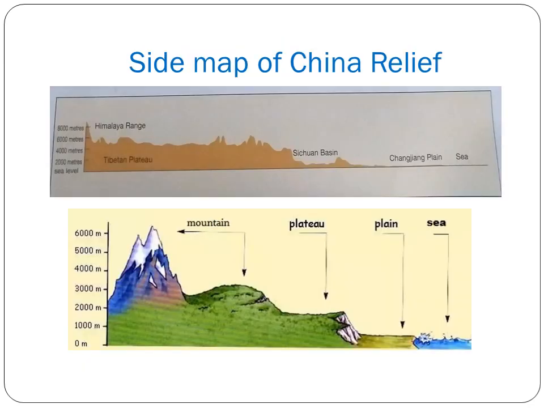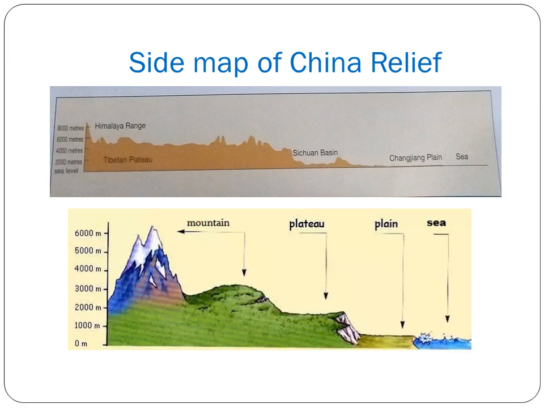Let's look at the side map of China relief, or a terrain map. Terrain means the surface of land with different landforms. That's called the terrain. Now, if you look at the terrain of China, it has got the sea, the water body, and this is a bird's eye view. And then it has a plain. A plain, as I told you before, is a flat piece of land with minimum vegetation. It doesn't have tall trees, or it's just grassland.